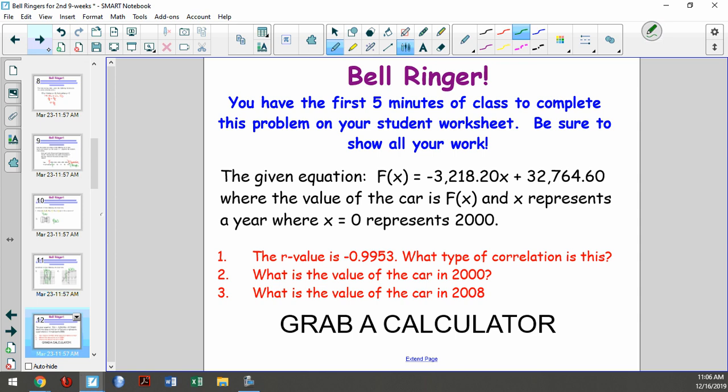Do we all understand that? That's what I expected you to put. Positive or negative, strong or weak. How do I know it's strong? It's really close to 1. Do we get that? Okay, what is the value of the car in 2000?